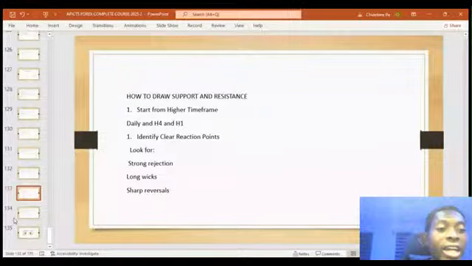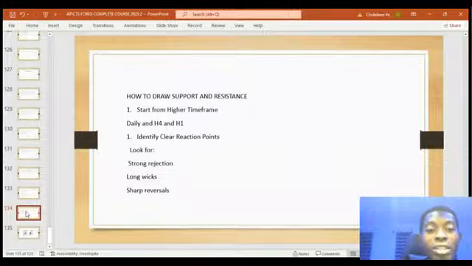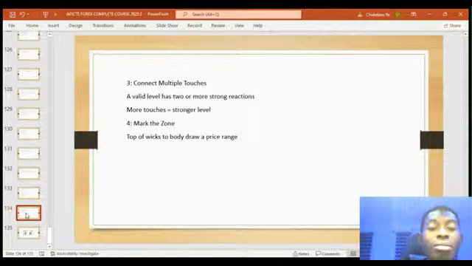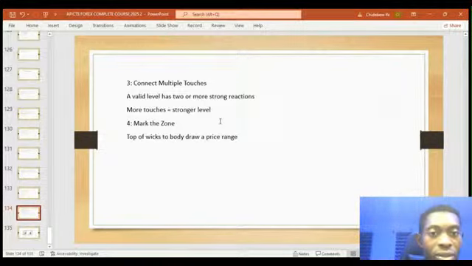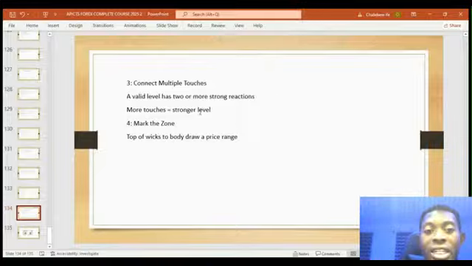Another thing you look out for is connecting multiple touches. A valid level has two or more strong reactions. The more touches, the stronger the level. The more price reacts to a zone, the more powerful the zone is, the stronger the zone is.